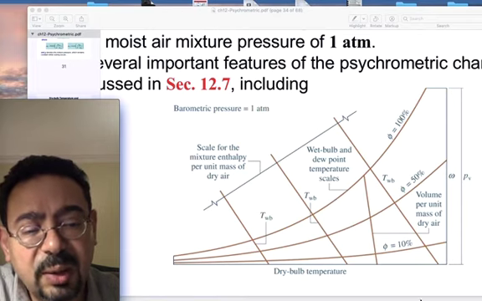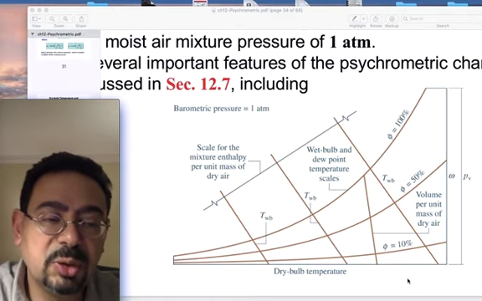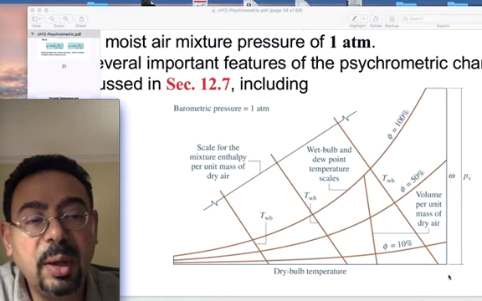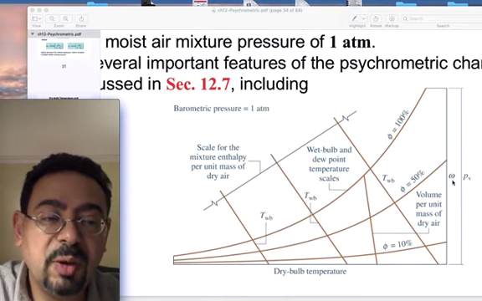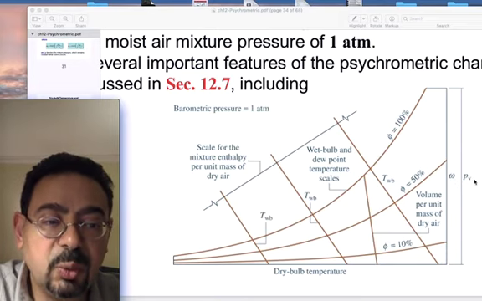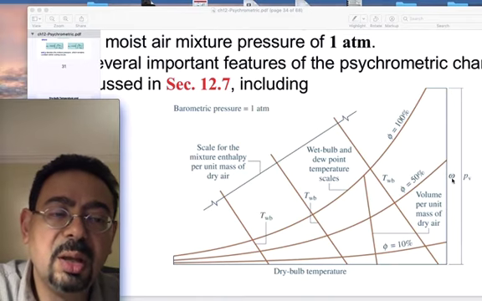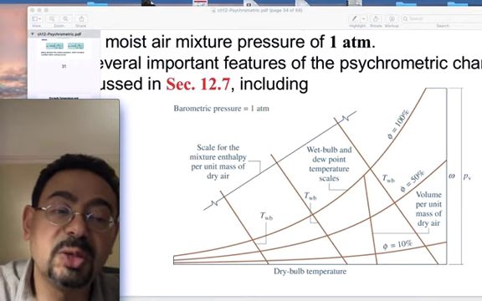So what are the y-axis and the x-axis? The x-axis is the dry bulb temperature, the regular temperature that we are used to. And on the y-axis, that is omega, right? The humidity ratio, the kilogram of water vapor per kilogram of dry air, which also translates to P vapor. Remember the equation? Omega is 0.622 P vapor over P atmospheric, or P mixture, minus P vapor.